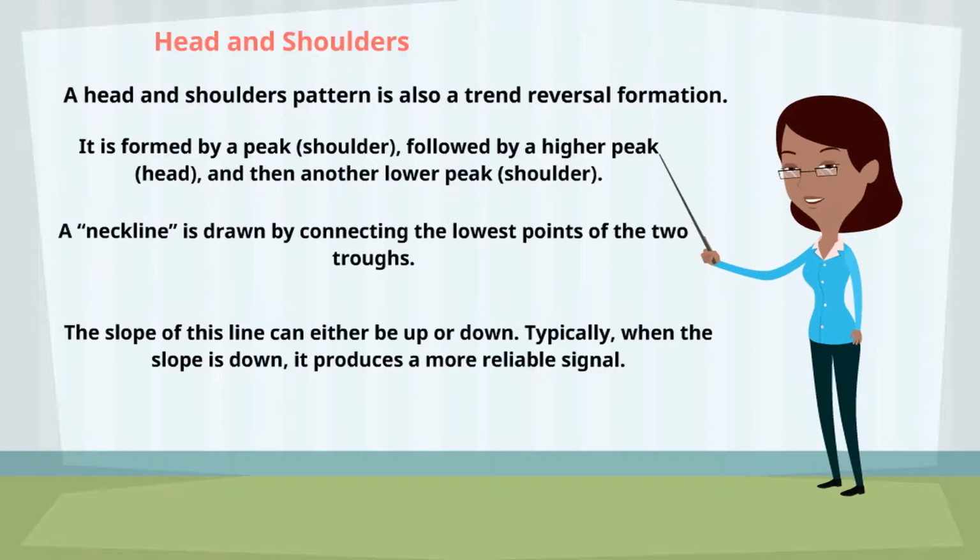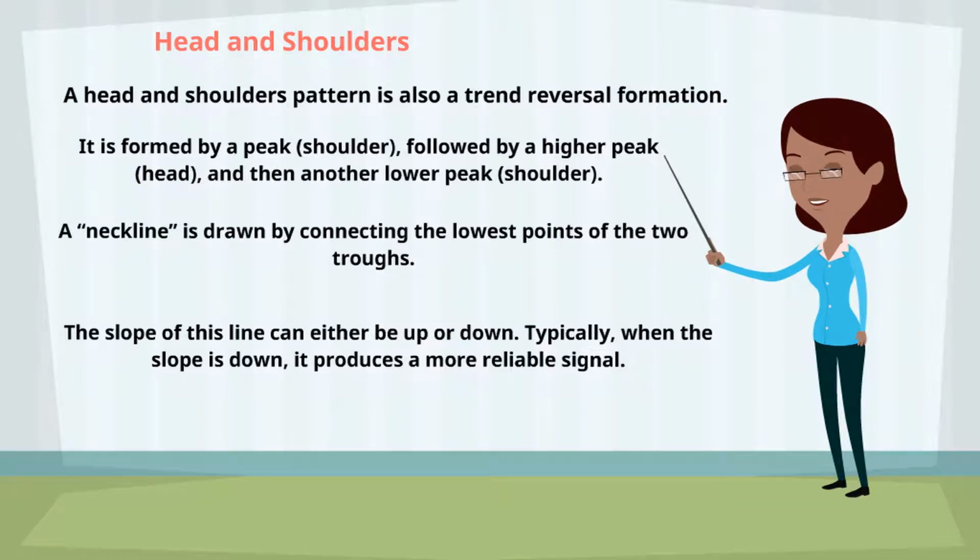Head and shoulders. A head and shoulders pattern is also a trend reversal formation. It is formed by a peak, shoulder, followed by a higher peak, head, and then another lower peak, shoulder. A neckline is drawn by connecting the lowest points of the 2 troughs. The slope of this line can either be up or down. Typically, when the slope is down, it produces a more reliable signal.